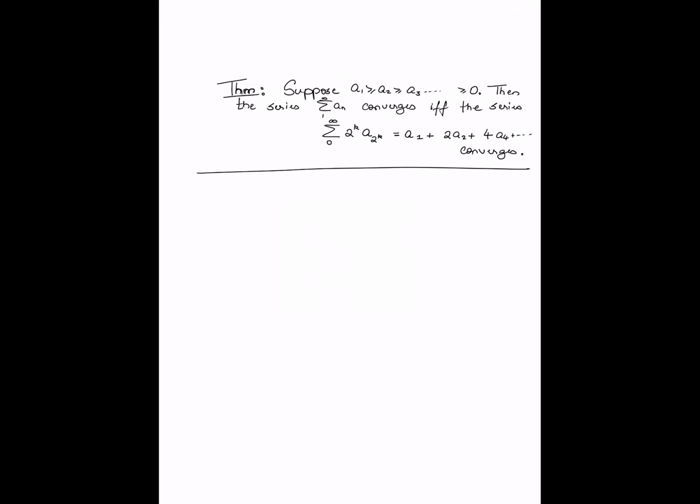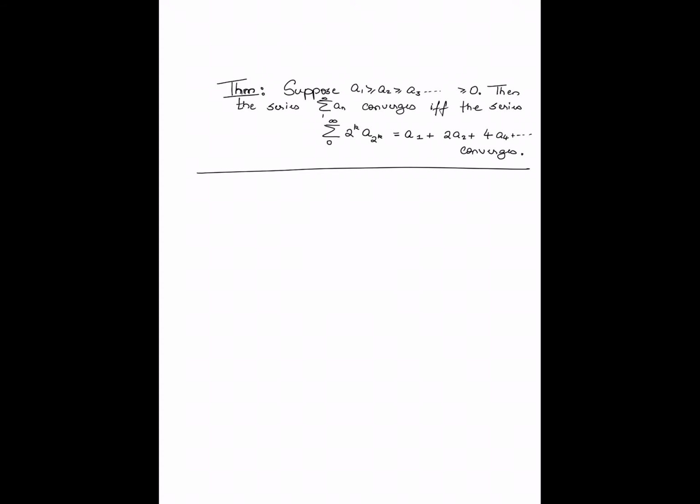Alright, so in this video, our goal is going to be to prove the theorem that I have put on the screen, which is basically giving you a necessary and sufficient condition for a certain special class of series to converge. Specifically, we are going to be interested in series where the summands are non-negative and they are decreasing. You can see that that's part of the statement of the theorem.